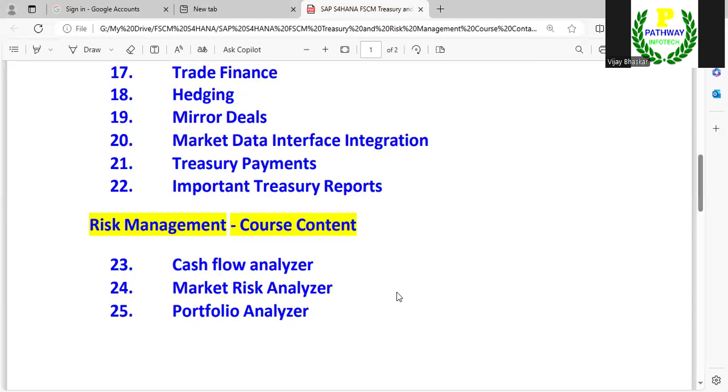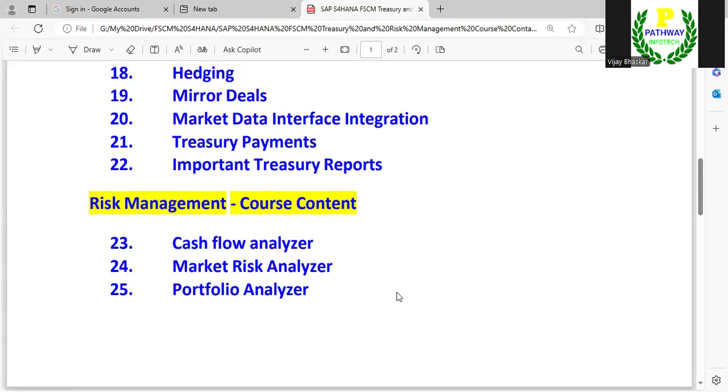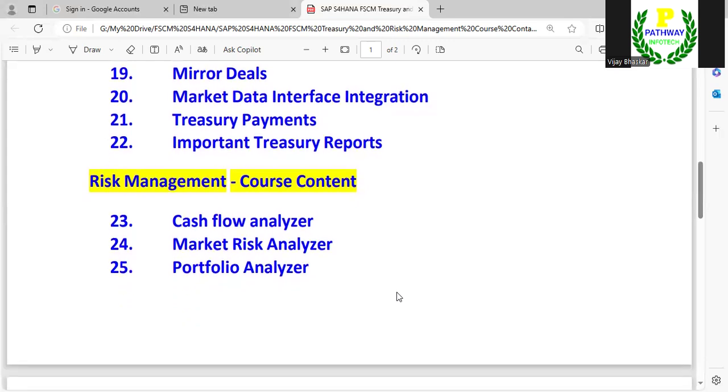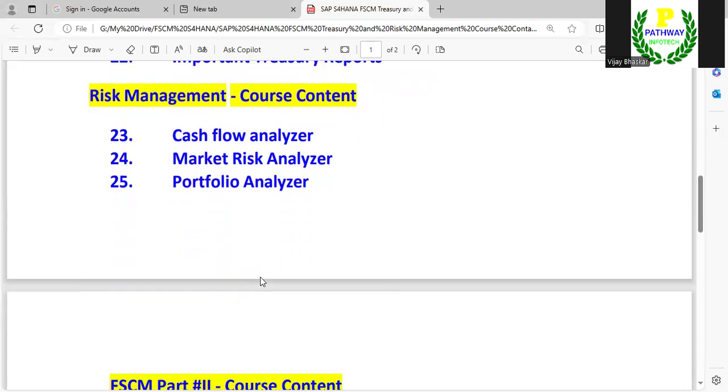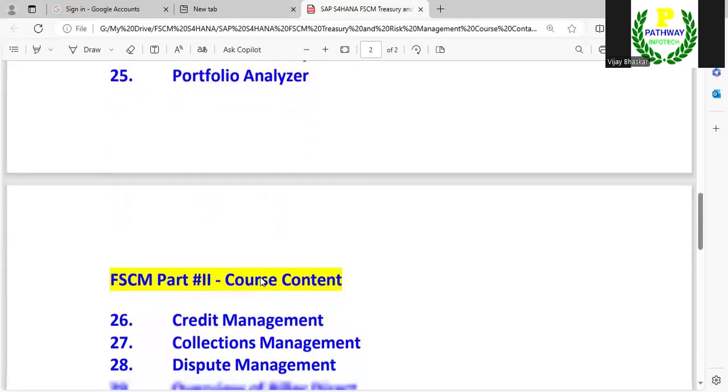One additional thing as part of S4 HANA: from EHP 5 onwards, there is one new concept introduced in the SAP system. I am going to cover that too; I have not included it yet, but I will definitely include it. The next one is risk management. Under risk management, we cover cash flow analyzer, market risk analyzer, and portfolio analyzer.